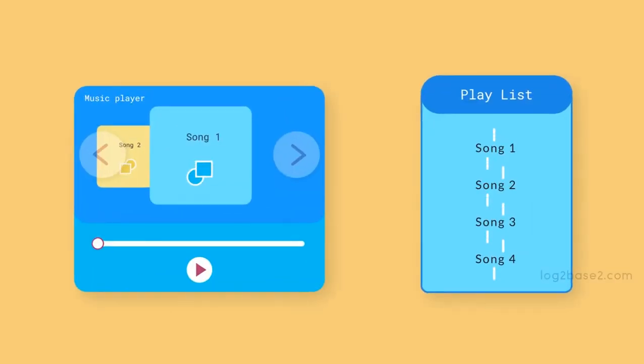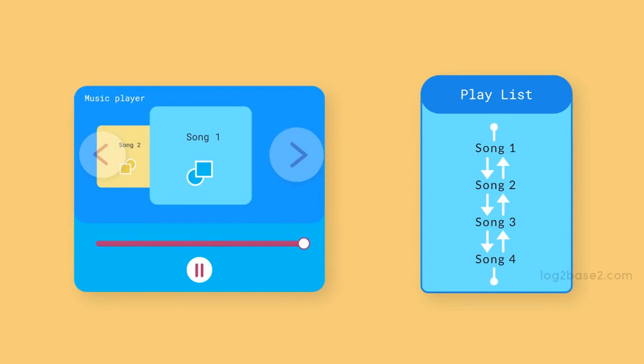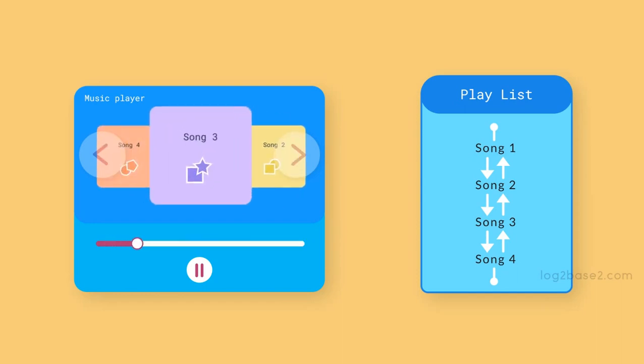Now let us discuss about the real-time applications of doubly linked list. So it can be used in undo-redo systems and the next and previous functions in music or video playlist, etc.